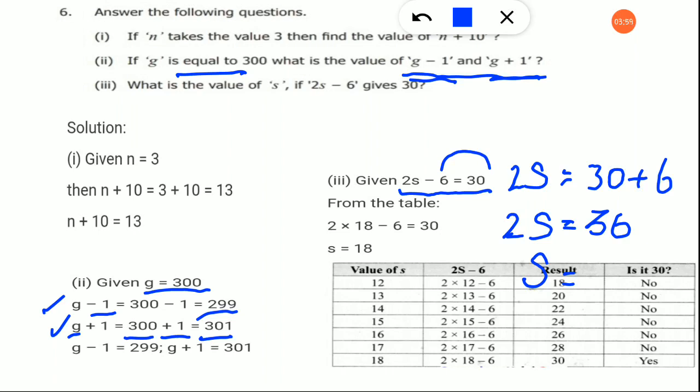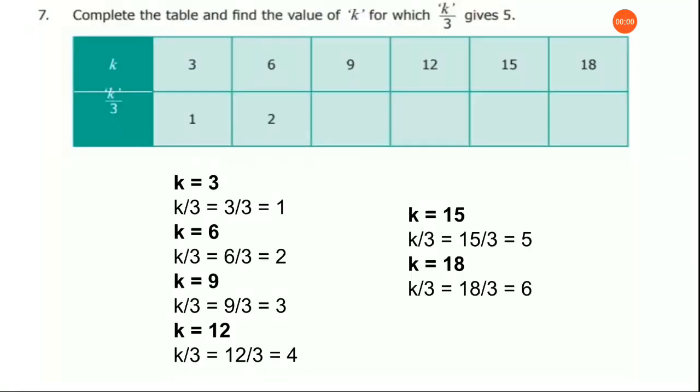Okay. So this s is equal to 36 by 2. So the answer is, you can cancel and write 18. Okay. This is very simple, right? Compared to this box, this one will be simple. Seventh sum. Complete the table and find the value of k for which k by 3 gives 5.